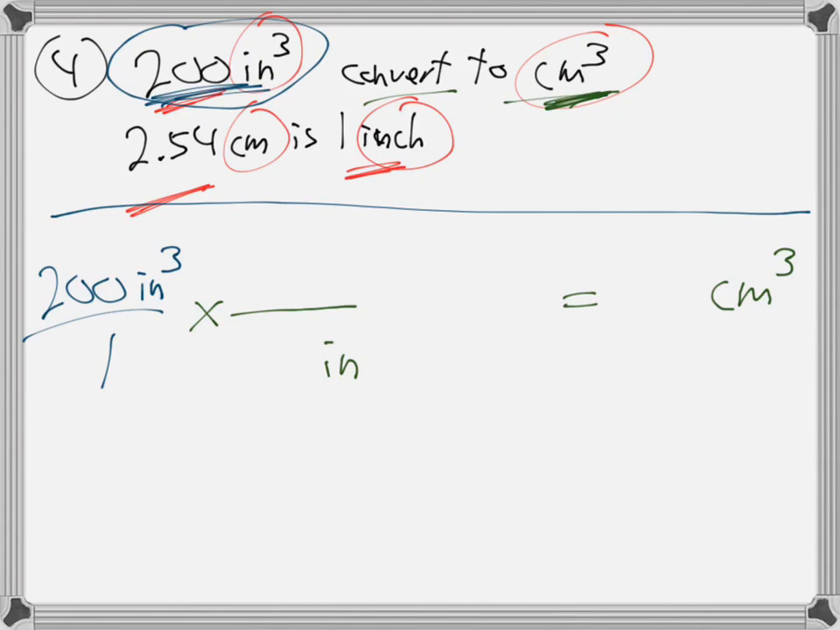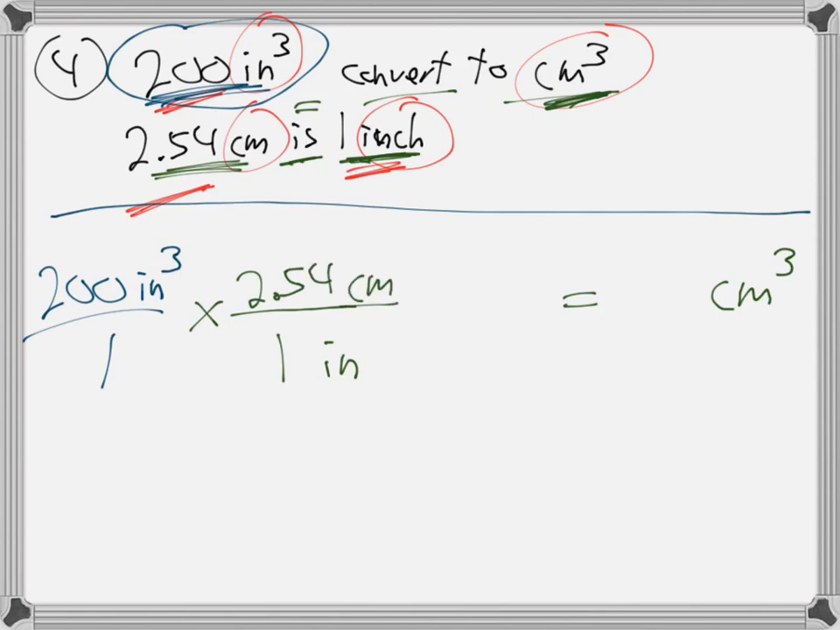Now how do you know what goes on the top? Well, what do you got? I mean, what choices do I have? Inches is, right, equal to, same as, 2.54 centimeters. So that's the only relationship I really have. 2.54 centimeters for 1 inch.